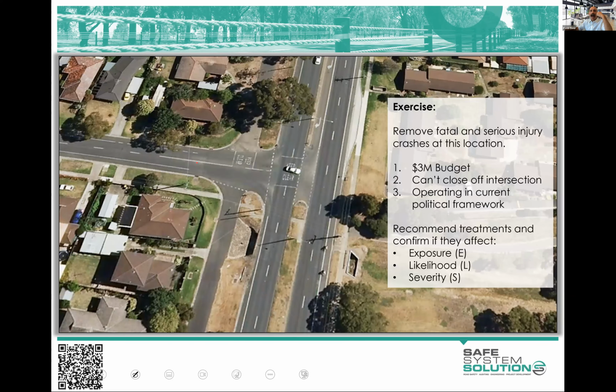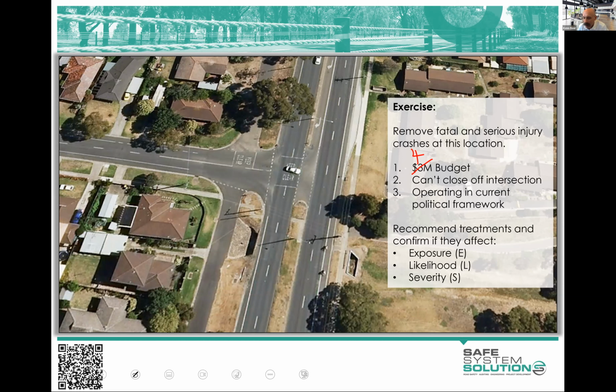So your task here is to eliminate death and serious injury at this intersection into the future. We'll get as close to elimination of death and serious injury as we can. I like this group, so I'm giving you an extra $1 million. You can have $4 million to do whatever you want, but you can't close the intersection.